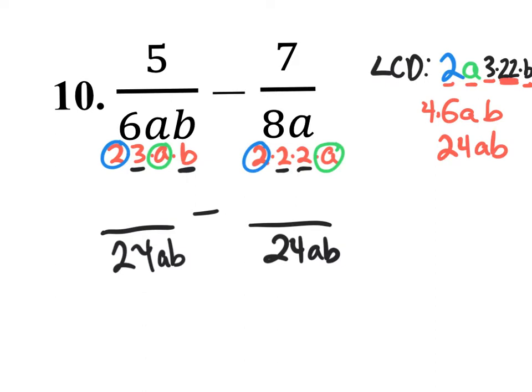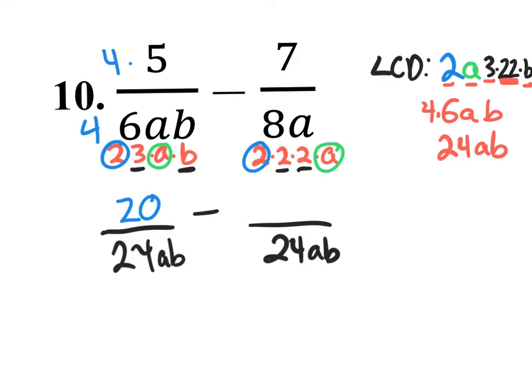And then you would think, what do you do to this first denominator to get this common denominator? 6 times what gets you 24? 6 times 4 gives you 24. Okay, and what else do we need? You already have an AB here, you already have an AB here, so it's just that multiplication of 4 that you need to get that 24AB. So go ahead and multiply by 4 up here. So you end up with 20 on the numerator of the first fraction.